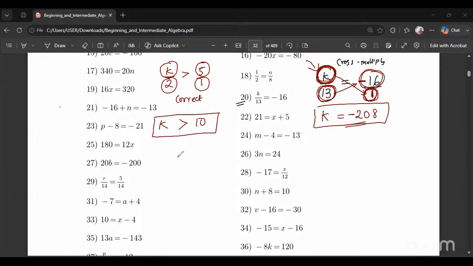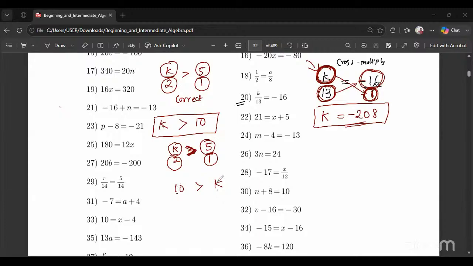Now let's see the wrong way of cross multiplying. So we have k over 2, this time greater than 5 over 1. If you now cross multiply the wrong way, you start cross multiplying with 2 and 5. 2 times 5 is 10. And then you say k times 1 is k. You see, 10 is greater than k, and k is greater than 10. Are they the same thing? They are not.